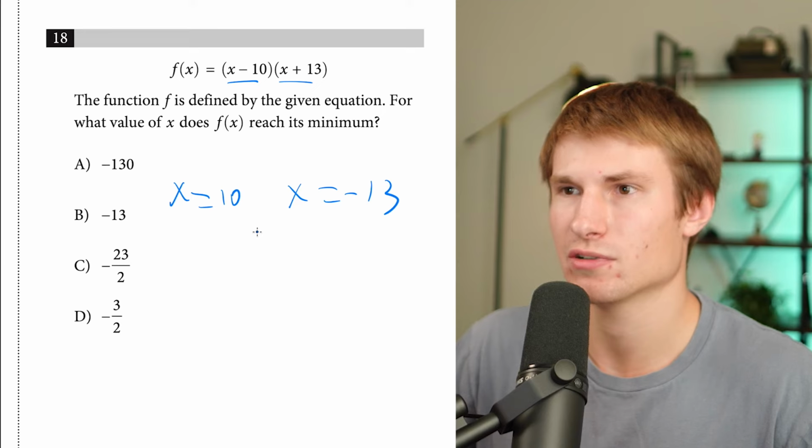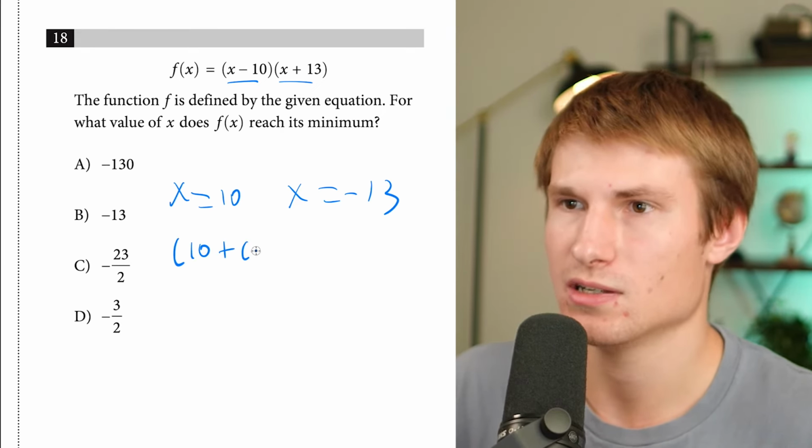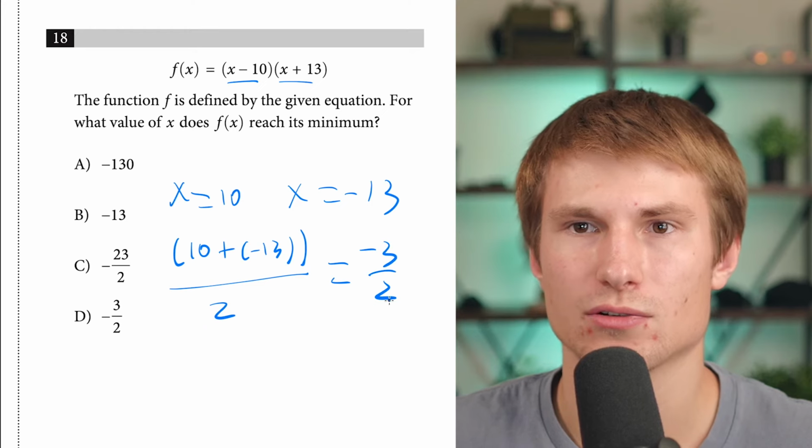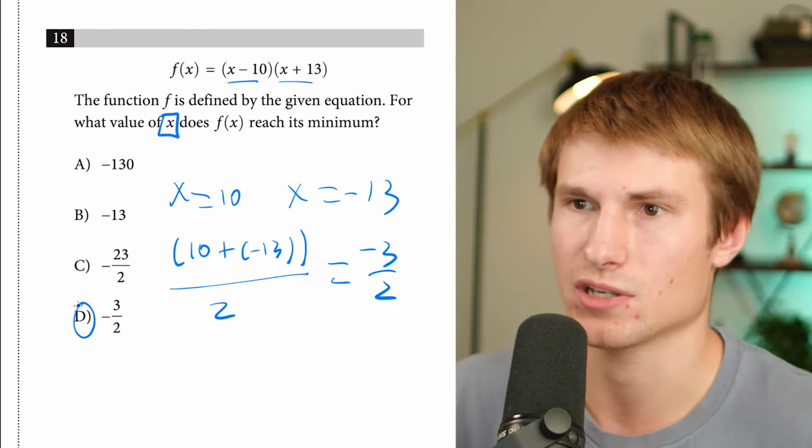Okay, we have our two zeros here of 10 and negative 13. We find the midpoint by doing 10 plus negative 13, which is the same as 10 minus 13. We have to divide it by 2 to get the midpoint. 10 minus 13 leaves us with negative 3 over 2. So our answer for the value of x at which f of x reaches its minimum must be negative 3 over 2, which is answer choice D.